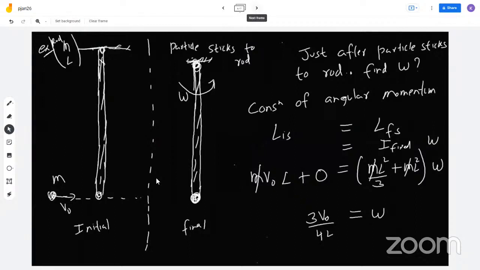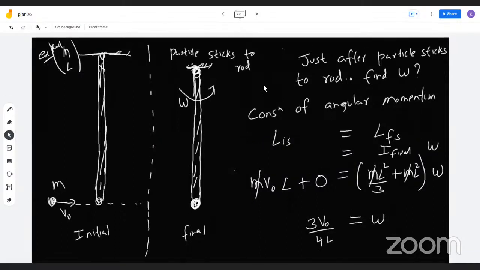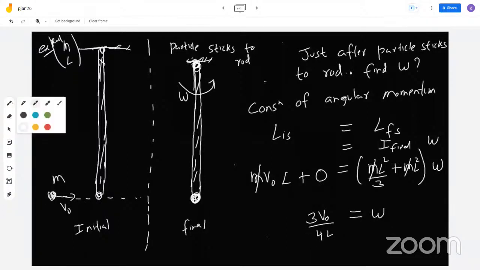Sir, I had a doubt. Yes, please ask. Sir, here, when you wrote ml square by 3, that was for the rod. And why did you write ml square? Oh, plus. Okay, 1 minute. This is for the rod. I about the axis, the rod, and the particle is now stuck here. So shouldn't it directly be 2 ml square by 3?